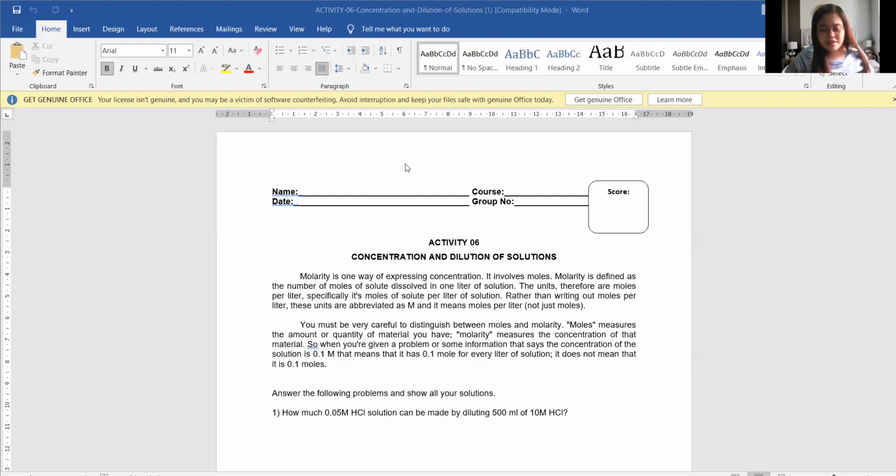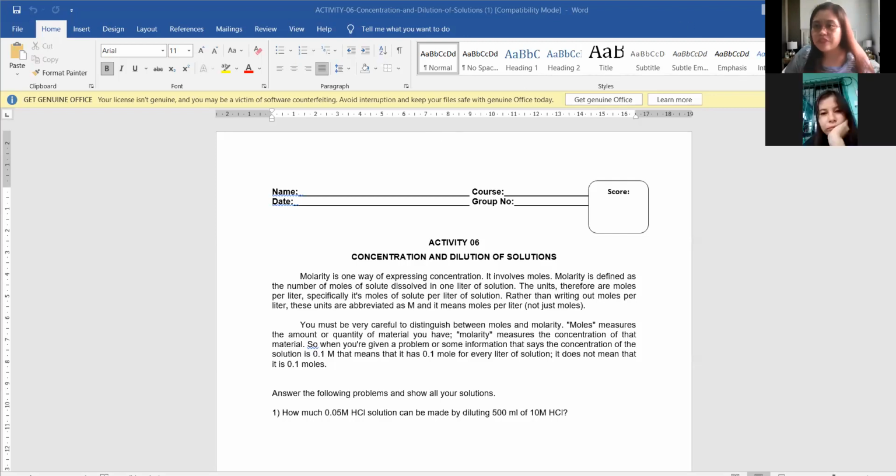will discuss this, and then after that, I'll give you the remaining time to do the activity or the activities if you're not yet done with activity number 5. And before the end of the class, I'll be releasing the prelim grades. So before 4:30, magre-release ako ng grades. Wait lang.